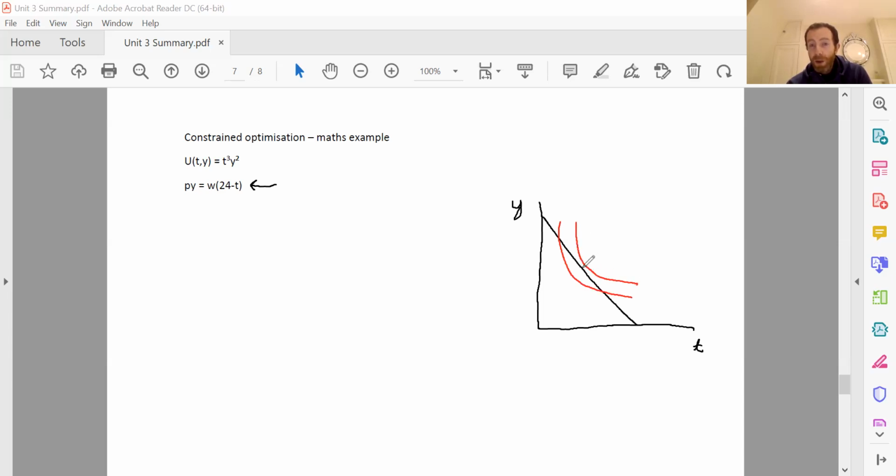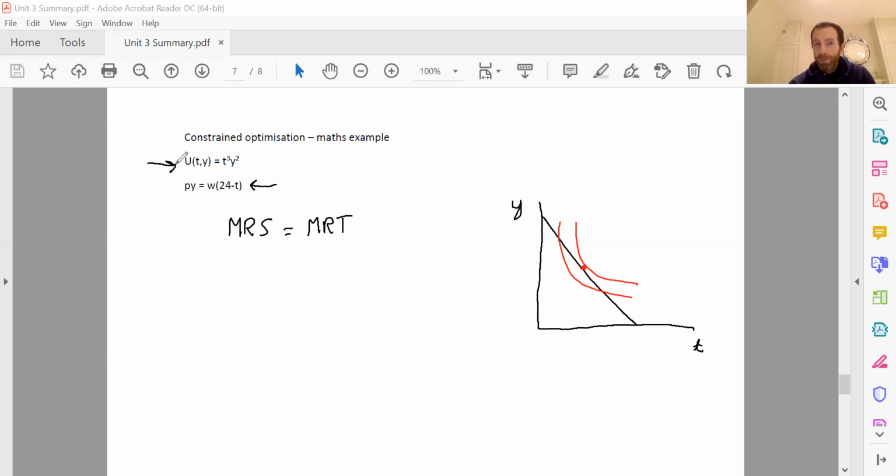Okay, we know that graphically we want to choose this particular point where the feasible frontier is tangent to the highest possible utility curve, right? So mathematically, how can we actually find that particular point? Well, what we need to do is find the value of T and the value of Y, which means that the marginal rate of substitution is equal to the marginal rate of transformation.